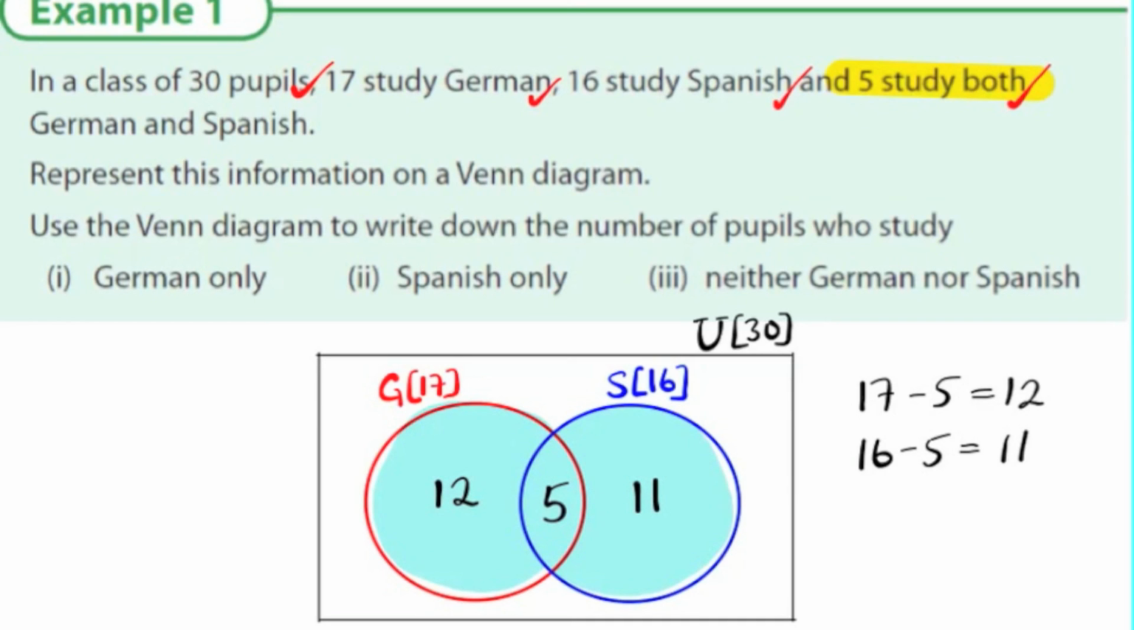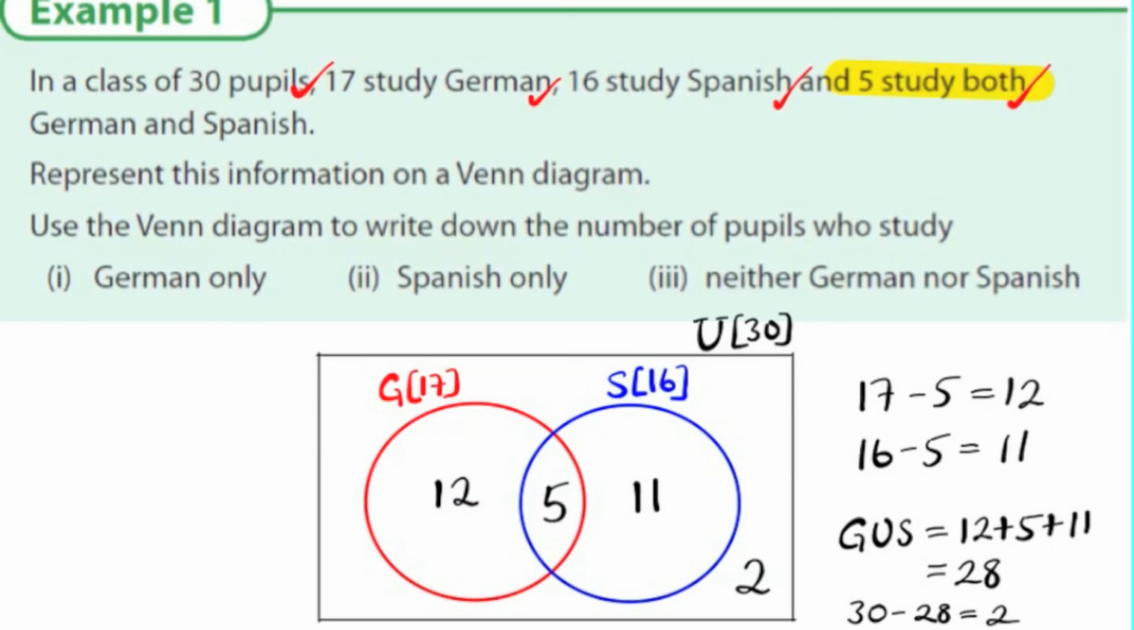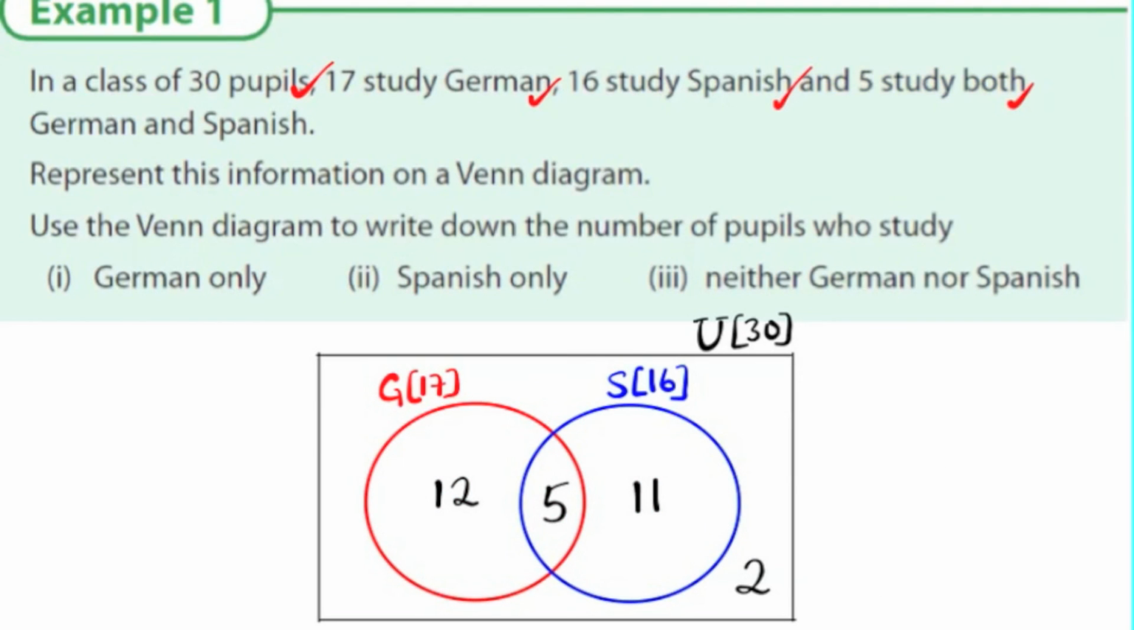Now to find out what's outside of the two circles, if we add up what's inside the circles, G union S, we see we have 12, 5, and 11. That adds up to 28. But there's 30 altogether, so there are 2 not accounted for. So there must be 2 outside the circles. So we write that here. So now we've completed a Venn diagram.